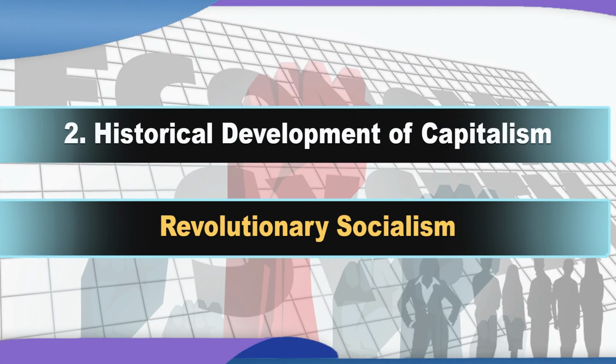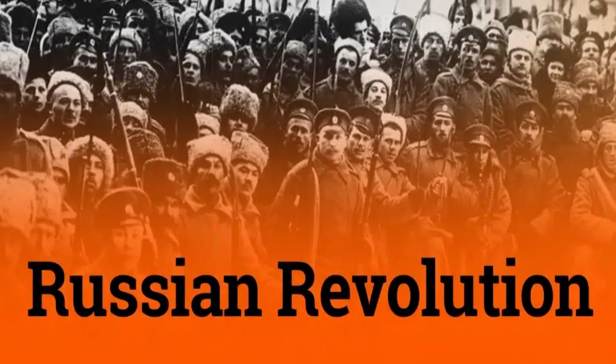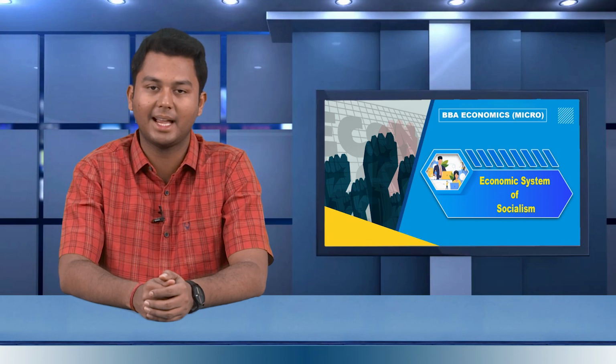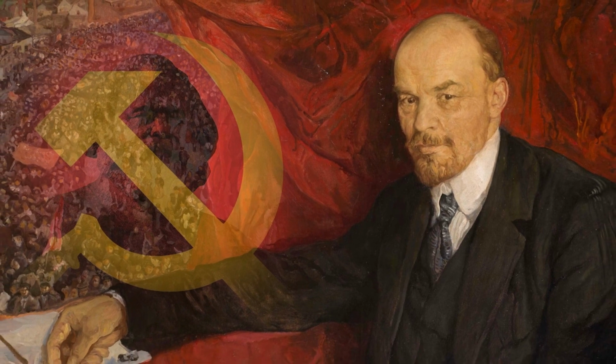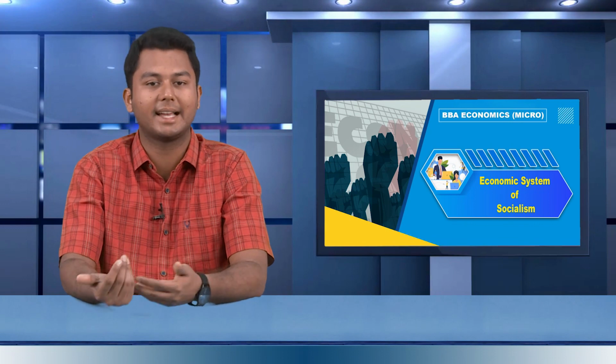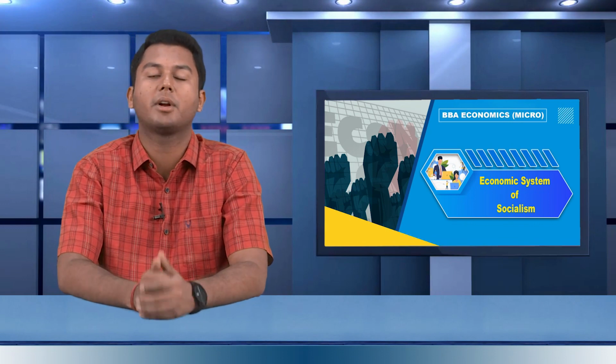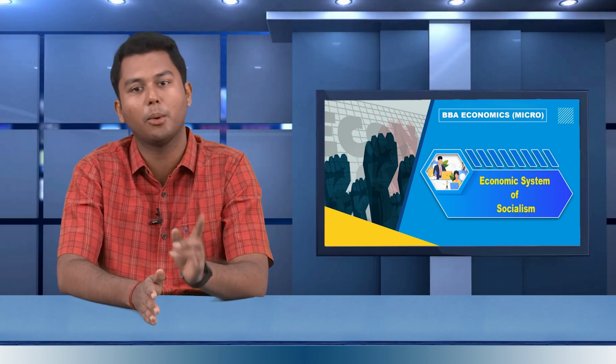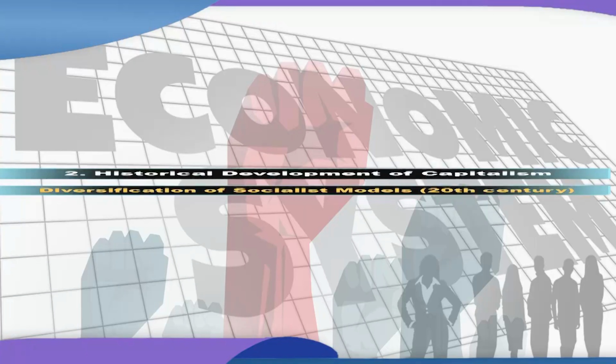Revolutionary socialism. The Russian Revolution of 1917 marked the first successful attempt to establish a socialist state. Vladimir Lenin adapted Marxist theory to Russian conditions, creating the foundation of Soviet-style socialism. This model emphasized rapid industrialization, central planning, and one-party political control.